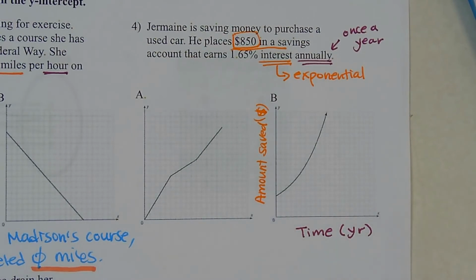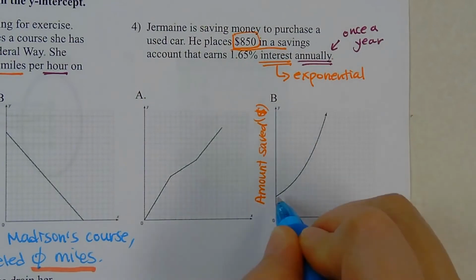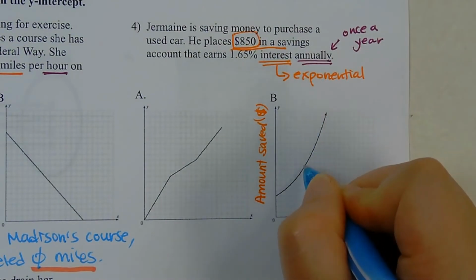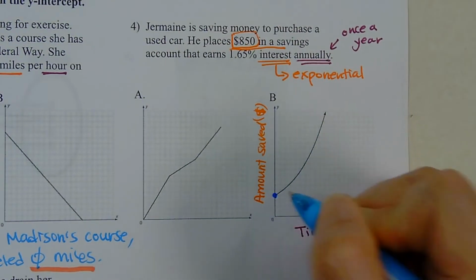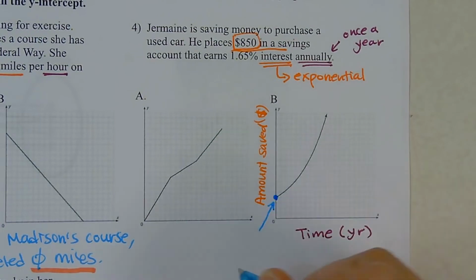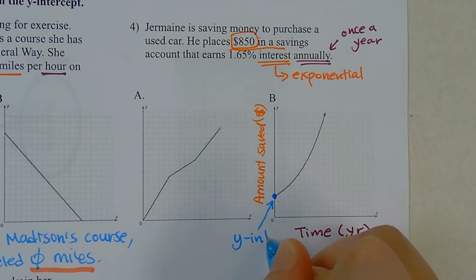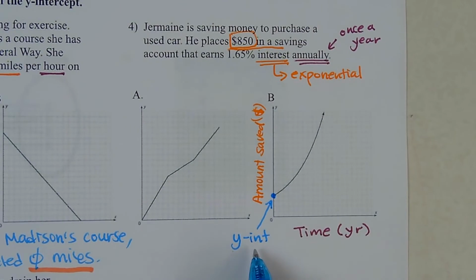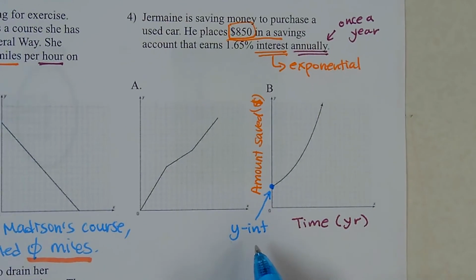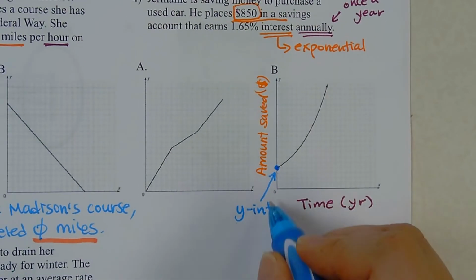And we're going to talk about the y-intercept. The y-intercept is, again, where the line crosses the y-axis at this point. So this is the y-intercept. I usually shorthand it and say y-int, just to let you know. And what does that y-intercept mean?